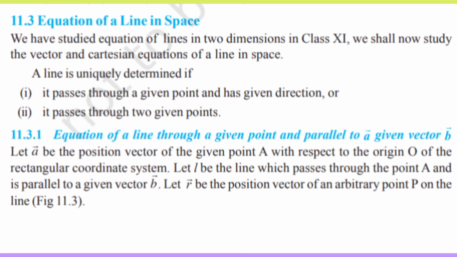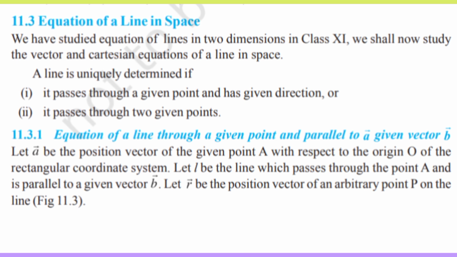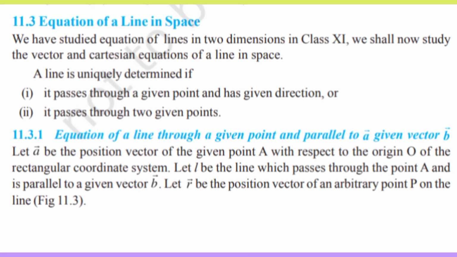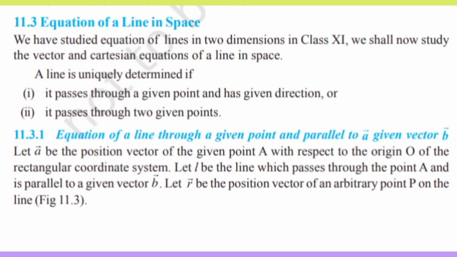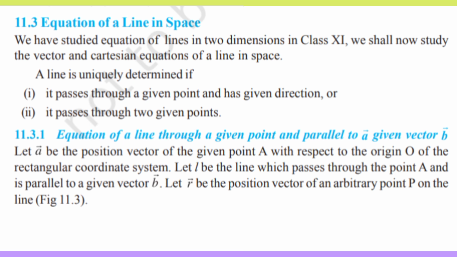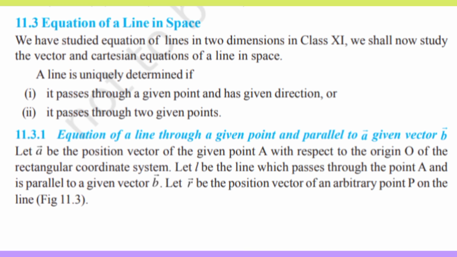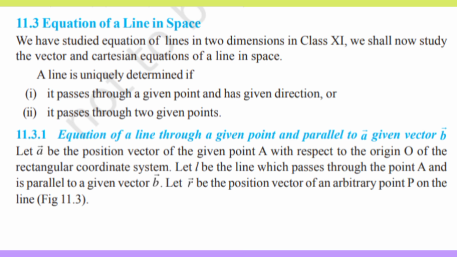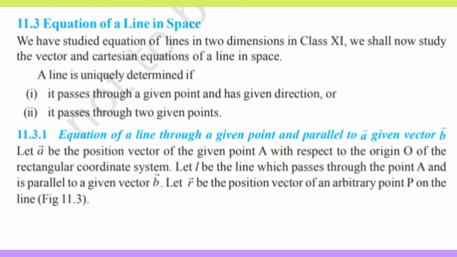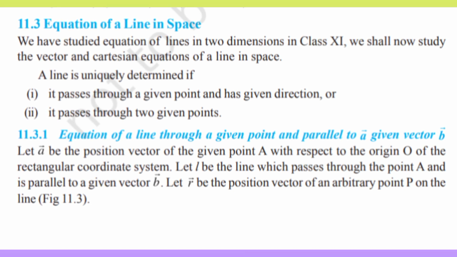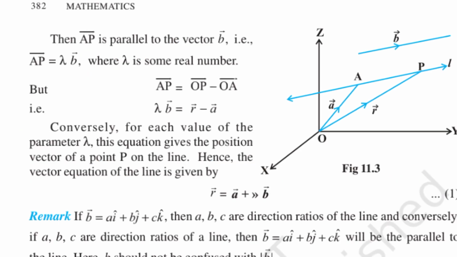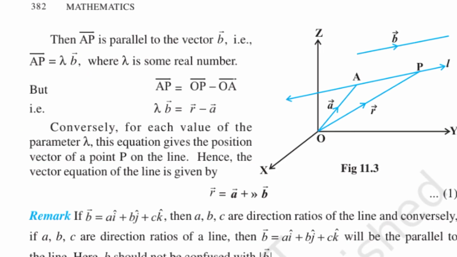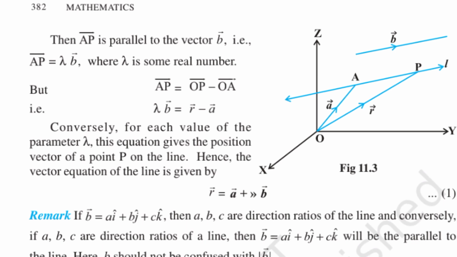11.3.1 Equation of line through a given point and parallel to a given vector. Let a be the position vector of the given point A with respect to the origin of the rectangular coordinate system. Let L be the line which passes through the point A and is parallel to the given vector b. Let r be the position vector of an arbitrary point P on the line, figure 11.3. Then AP is parallel to the vector b, that is AP is equal to lambda b, where lambda is some real number.